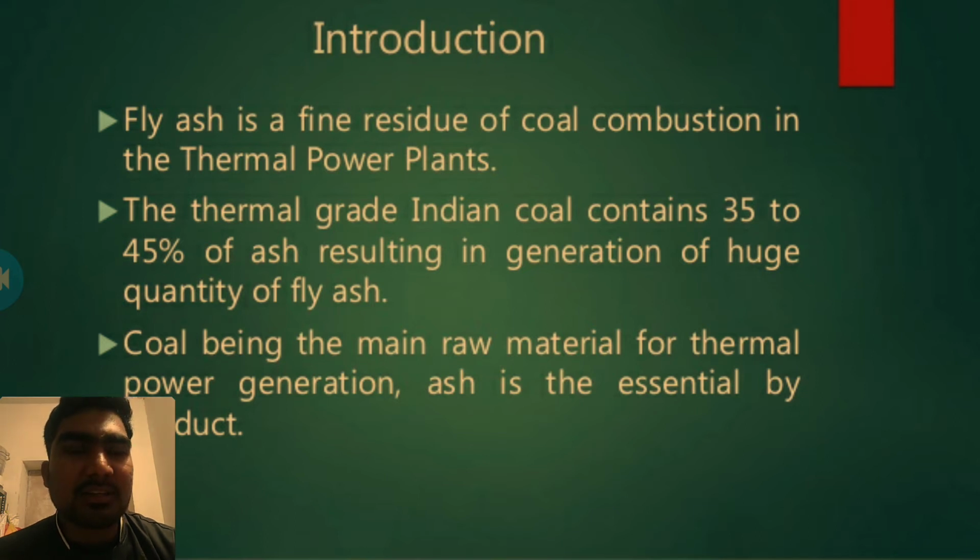The thermal grade Indian coal contains 35 to 45 percent ash, resulting in the generation of a huge quantity of fly ash. Coal is the main raw material for thermal power generation, and ash is the essential product. When it is mixed with concrete, it improves the strength, segregation resistance and workability of plastic concrete.